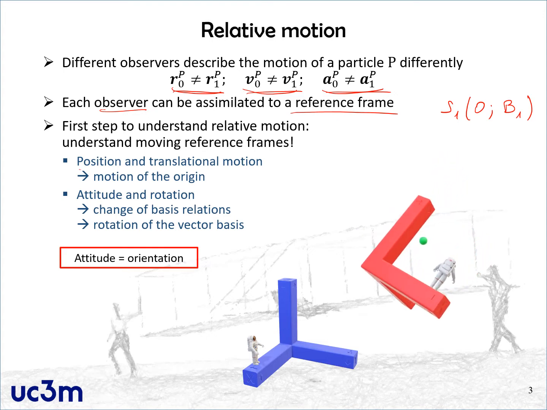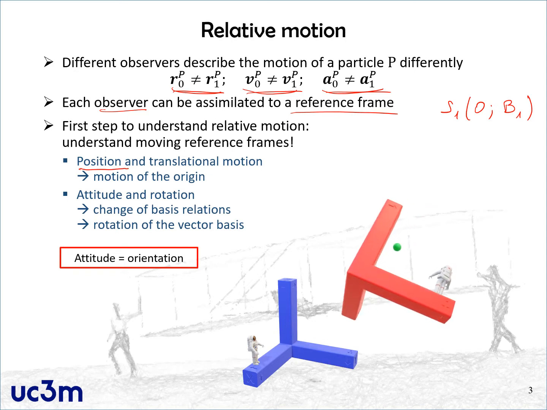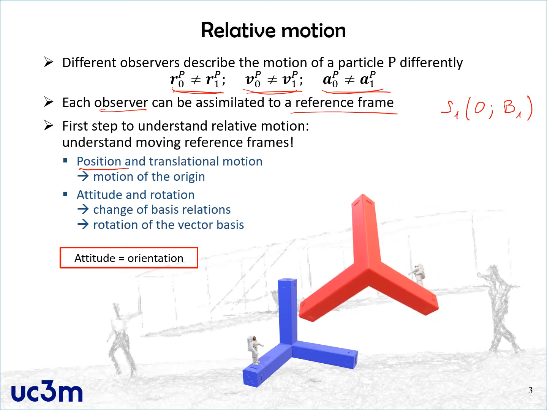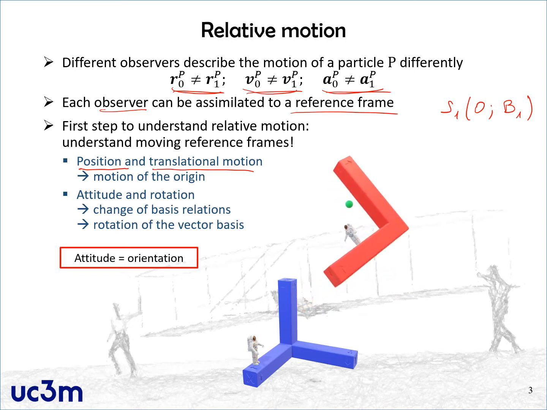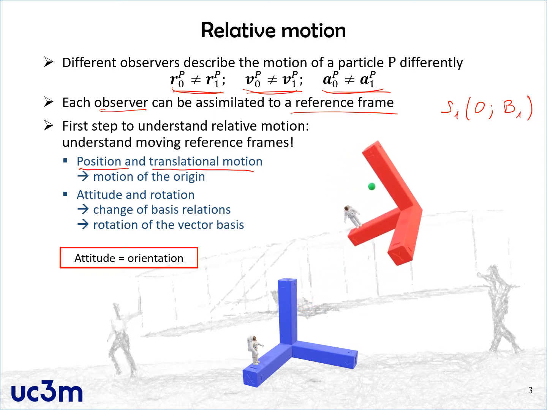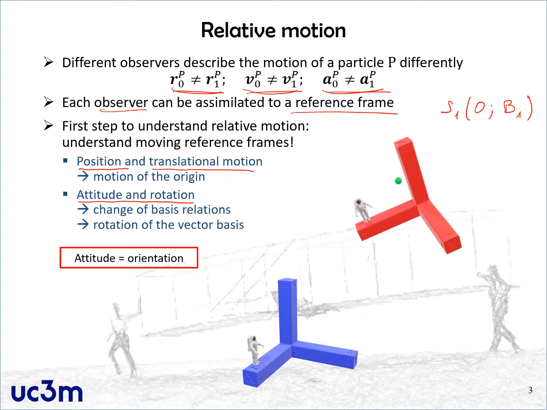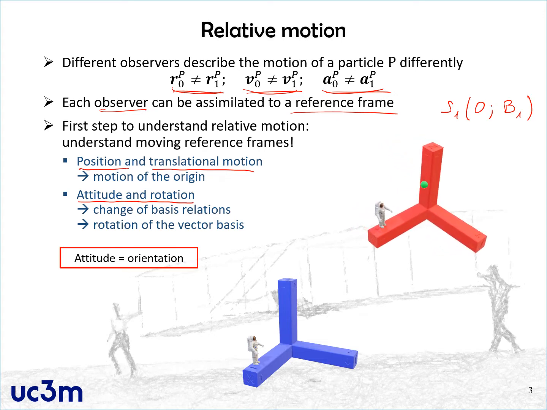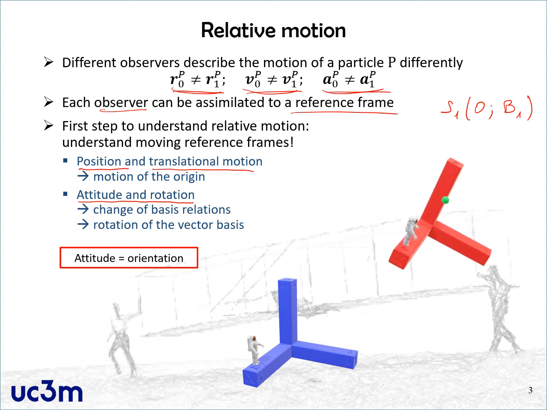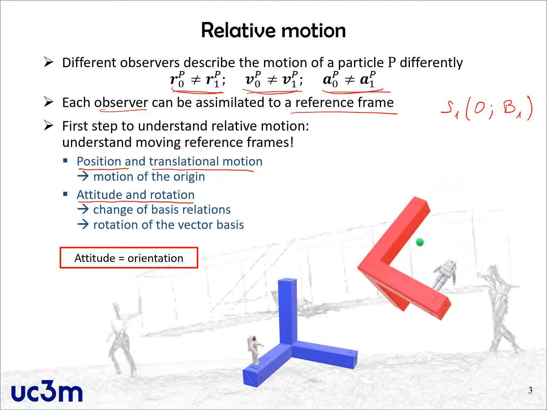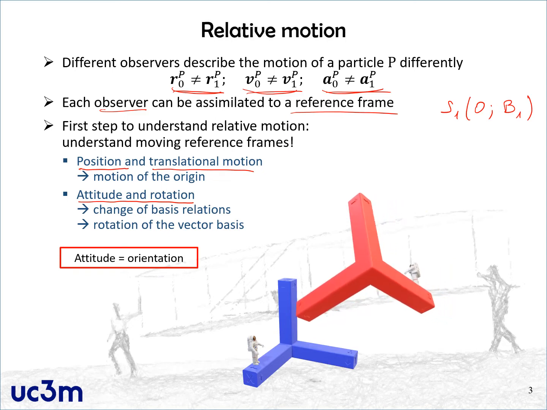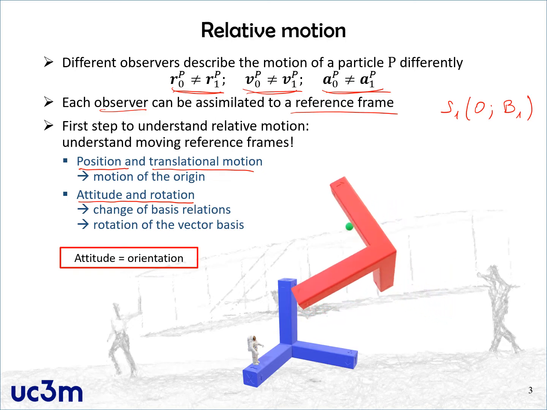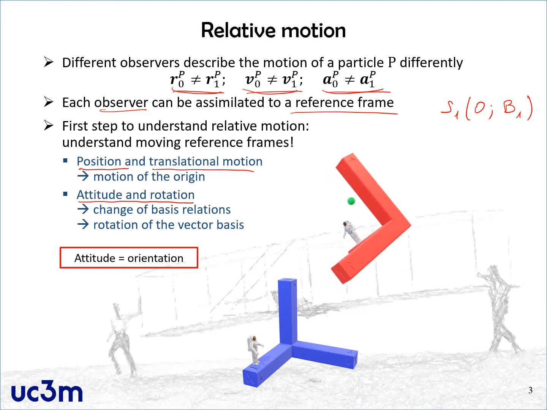So we will start with the easy part, which is discussing the position of the origin and how it moves, right? And then most of the lecture will be dedicated to the second part, to how the basis changes, okay? And this is what we call the attitude, okay? The attitude is the orientation of one reference frame with respect to another at a particular instant of time. Okay, so let's see how we can get started with this.